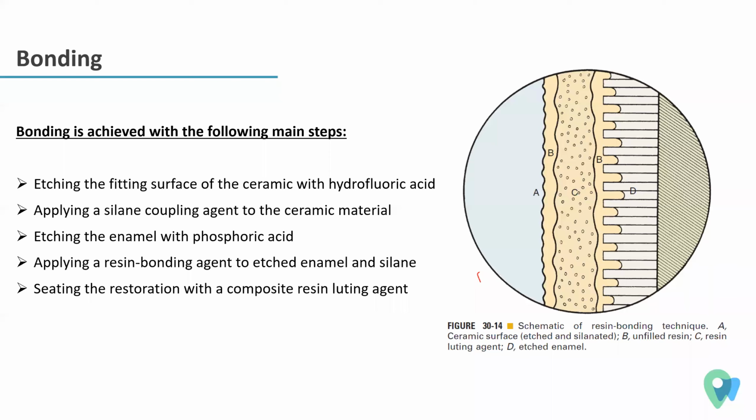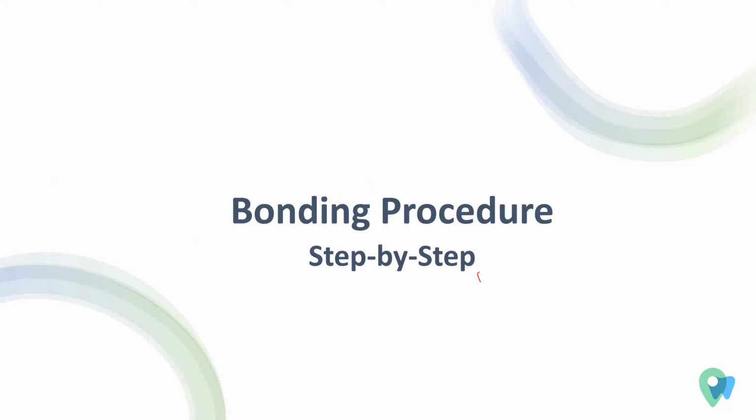The first layer is the ceramic surface. It's etched and silanated. Next comes the unfilled resin, followed by the resin luting agent and another layer of unfilled resin. Finally, layer D, which is the etched enamel. Now for a step-by-step overview of the bonding procedure.